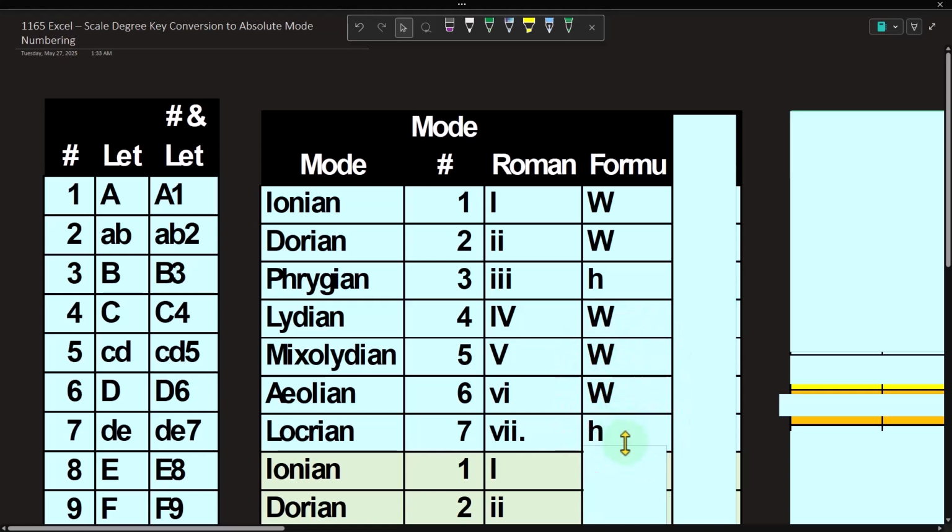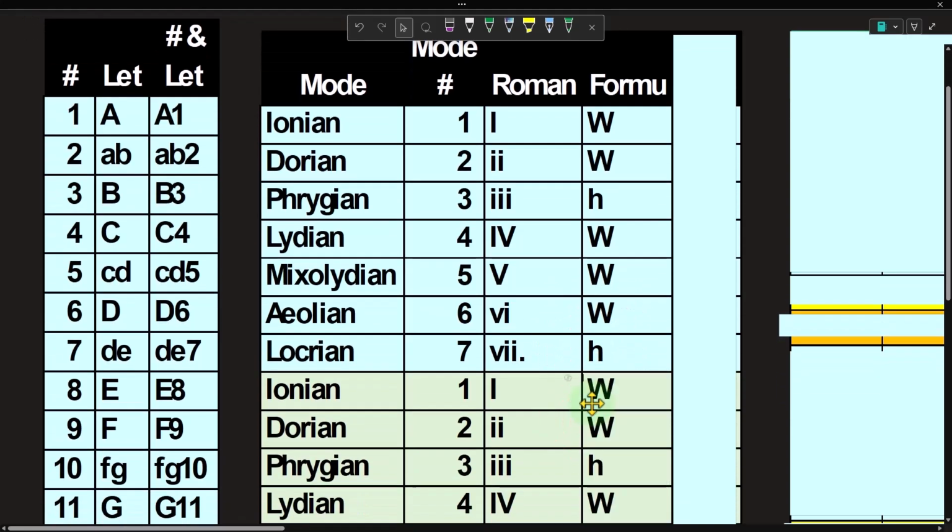And then 6 to 7, 6 to 7 is a whole step, and 7 back to 1 is a half step. Sorry about that. And then we're going to repeat the process once again.